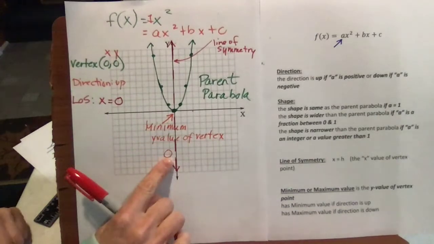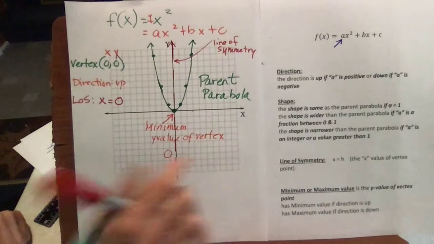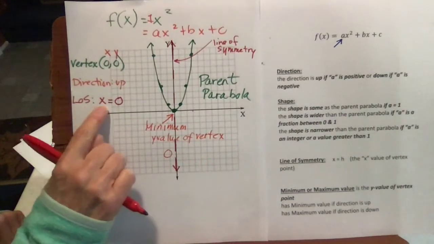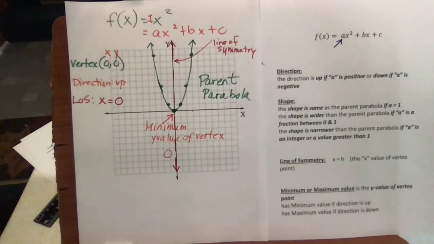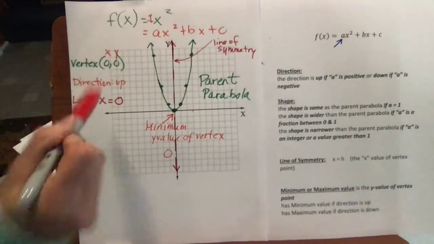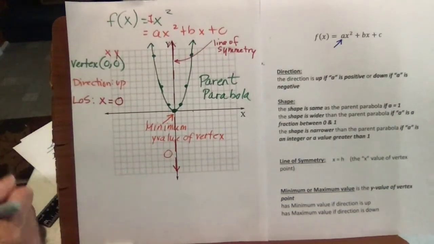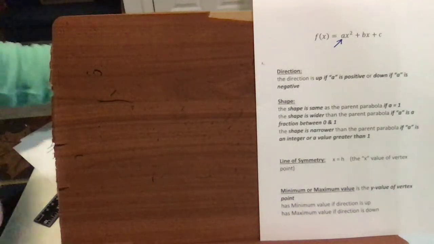It is the same value as the x of the vertex. So your minimum value is the y value of your vertex. It could also be a maximum if it goes upside down. And your line of symmetry is x equals whatever your x value was of your vertex. So that a is such a powerful coefficient because it tells us direction, line of symmetry, and the min or max value. Okay, so let's graph another one.